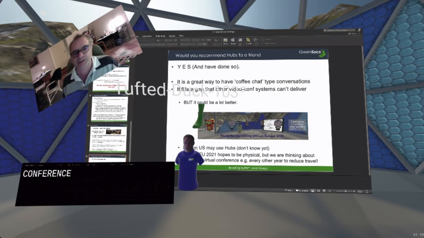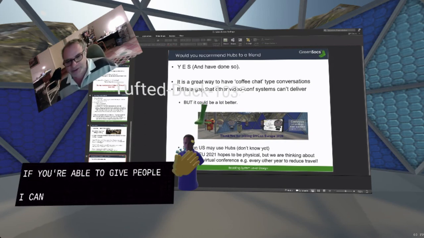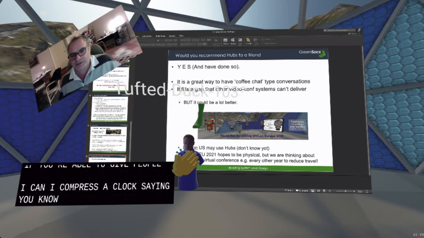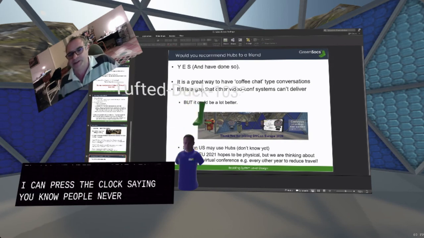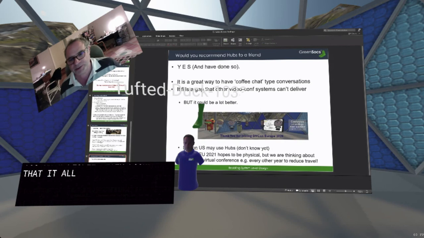So if you're able to give people more time to get involved and work out that, oh, look, I can press the clap thing. People never found that in our environment. They never really found out how to use this environment particularly well.